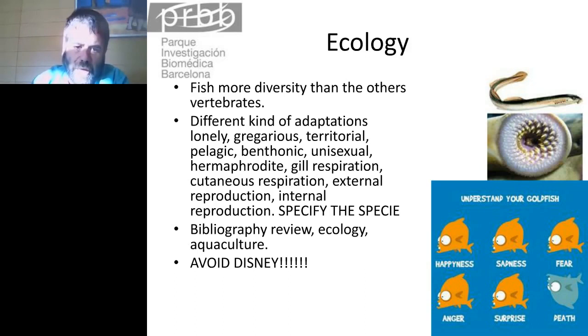So if we are working with fish, we can't just say fish, we must specify which kind of species we are working with. After we know which species we're working with, we must make a bibliographic review and find out which parameters or recommendations are set up. Also, we can go to aquaculture techniques or public aquariums, which should have a lot of information about taking care of the animals or fish. We should avoid all kinds of Disney references or human ways of thinking and translate our brain to fish mode.